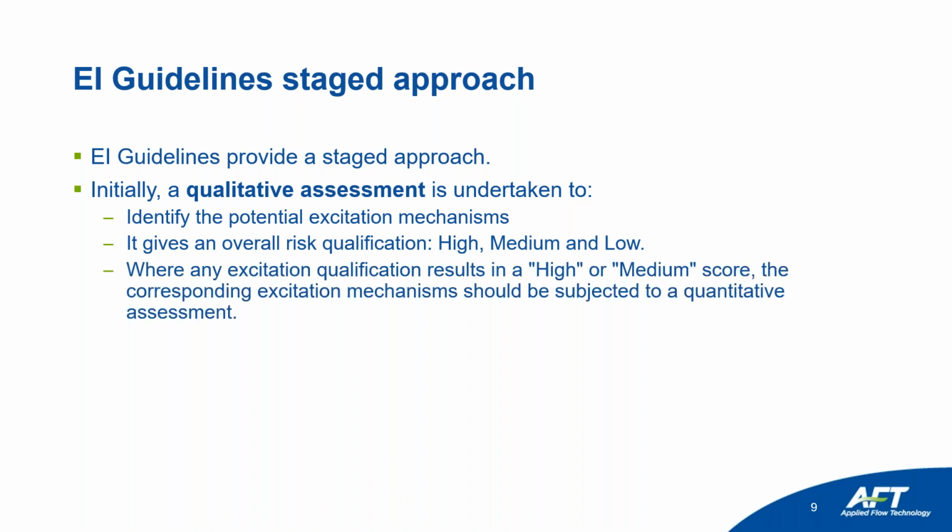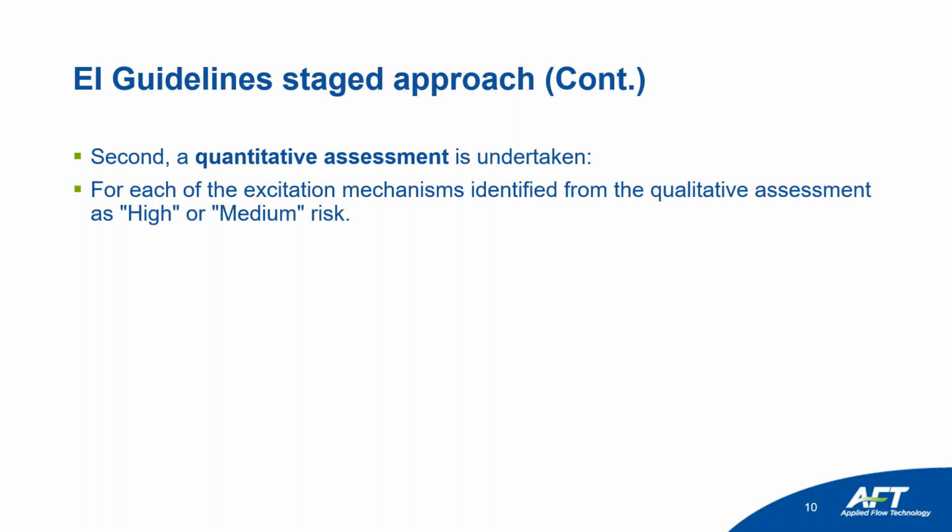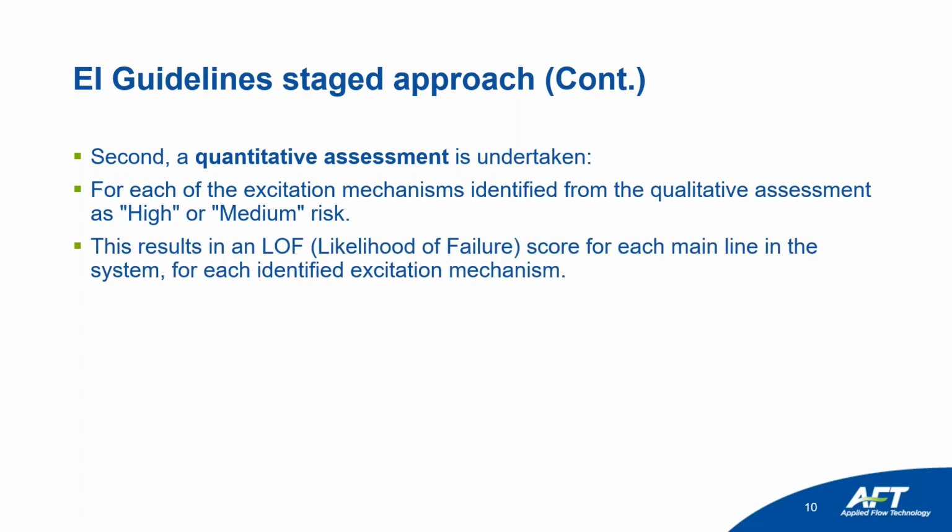Whenever an excitation qualification results in a high or medium score, the corresponding excitation mechanism should be subjected to a quantitative assessment, which is the second part of the staged analysis. The quantitative assessment is undertaken for each of the excitation mechanisms identified in the qualitative assessment as high or medium risk. From the quantitative assessment, an LOF, likelihood of failure, score for each main line pipe system is obtained for the source of vibration.